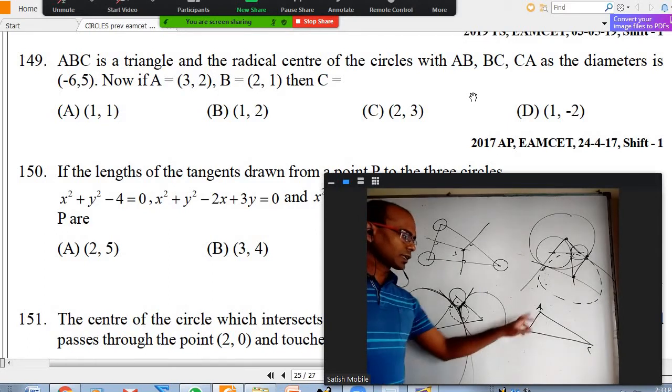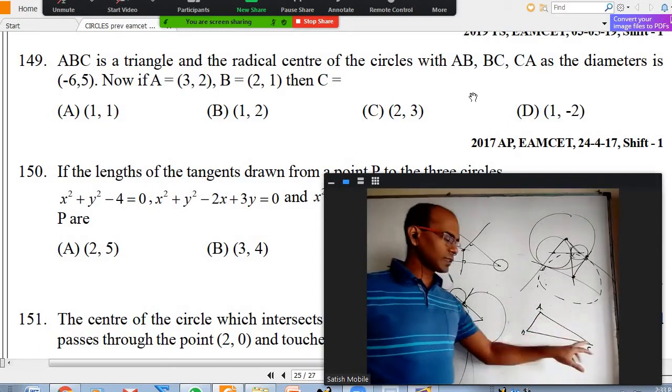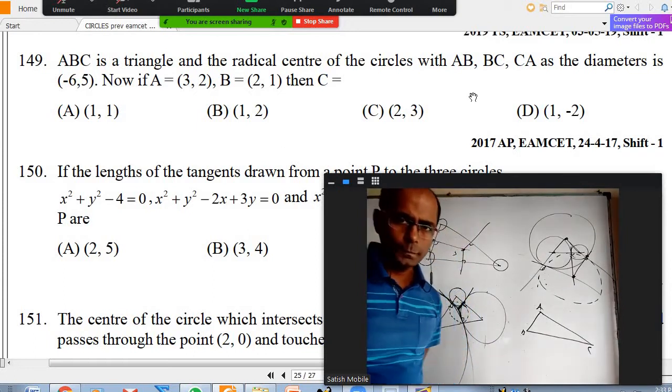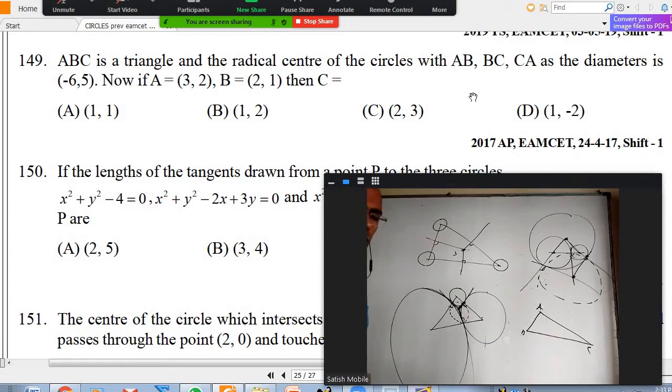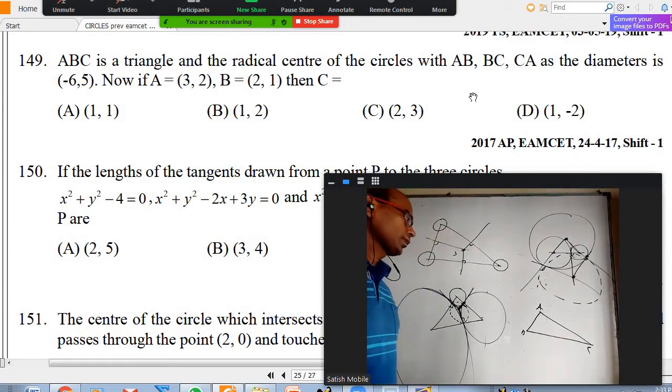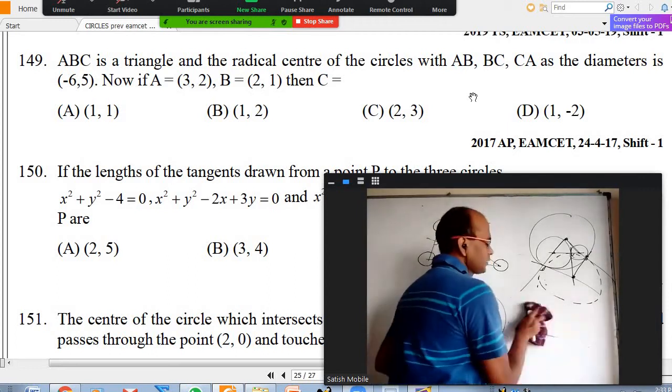Okay, all of you have drawn a circle with A and B as ends of diameter and a circle with A and C as ends of diameter? Yes? Okay. So now, you might have drawn correct, you might have drawn wrong. When is that correct, when is it wrong?